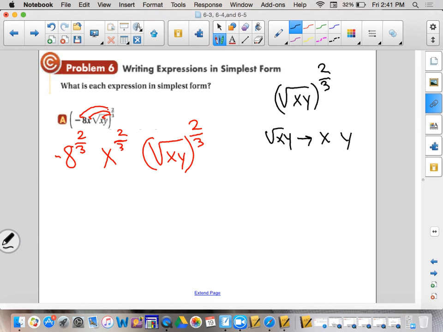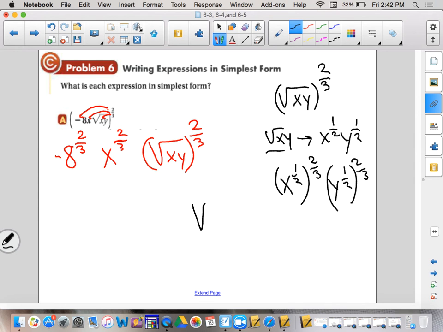I have two variables, right? What are they each going to be raised to? Not dealing with the 2/3 yet. I'm just dealing with this right here. 1/2. So each one of them is going to be raised to a half. Now I'm going to take the half and raise them to 2/3. If I have the square root of xy, this would be 1, this would be 1, and this would be 2. So x raised to the half, y raised to the half.